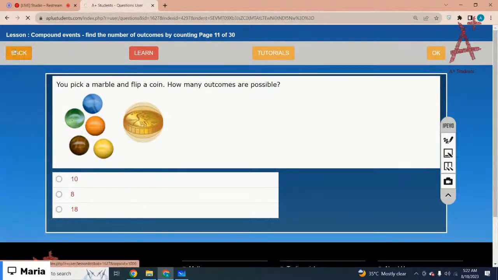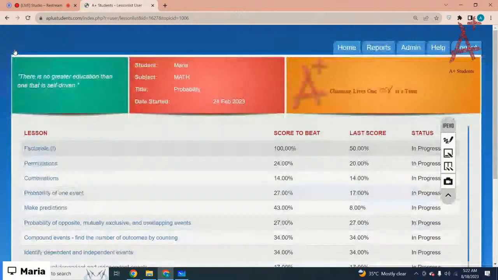Okay, you can complete the lesson by yourself later today. Let's just start with the next lesson, that is identify dependent and independent events.